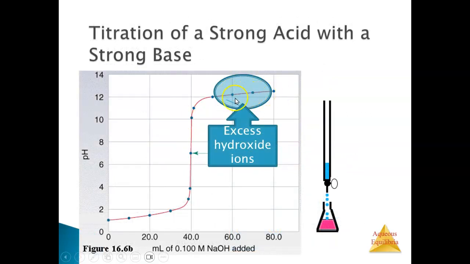Out here at the end of this, I'll have excess hydroxide ions, so I'm literally back to just doing a stoichiometry problem with a limiting reactant. But at this point, my limiting reactant would have been the initial amount of acid, and my excess would be the hydroxide ions. So I have a very high pH.